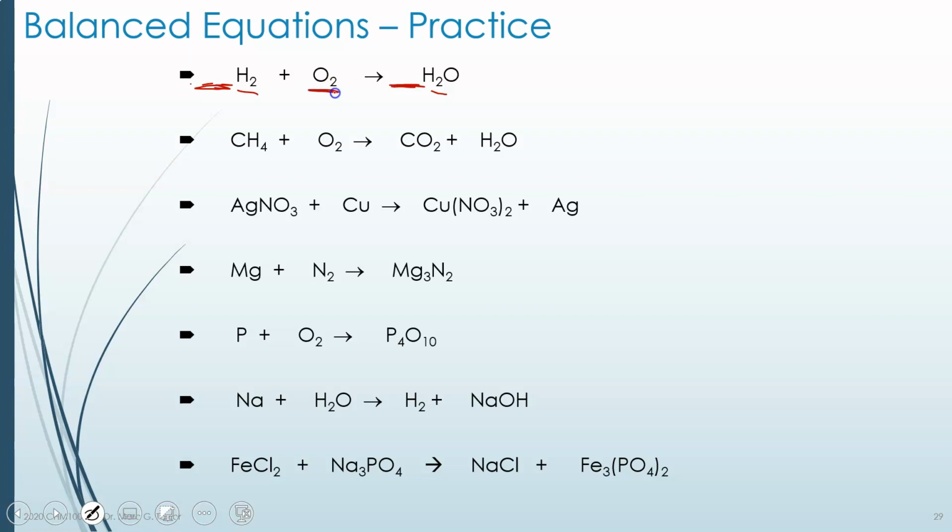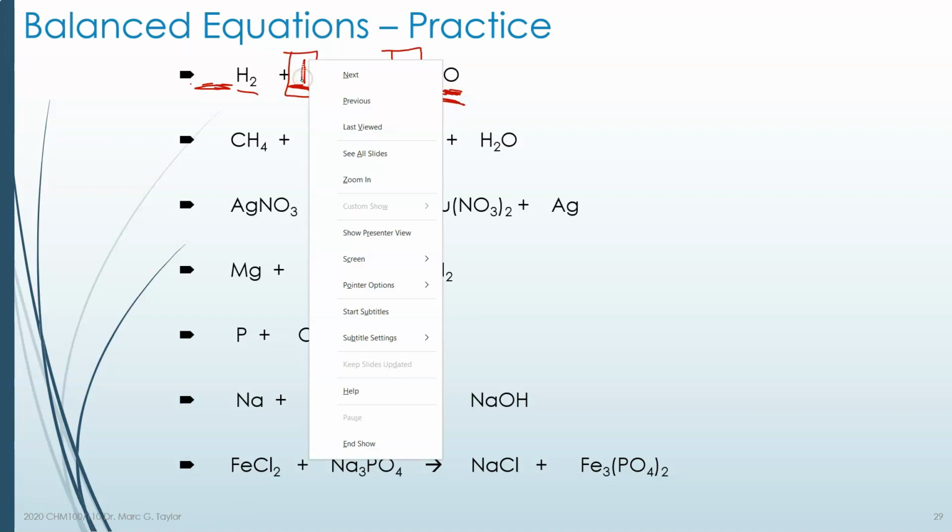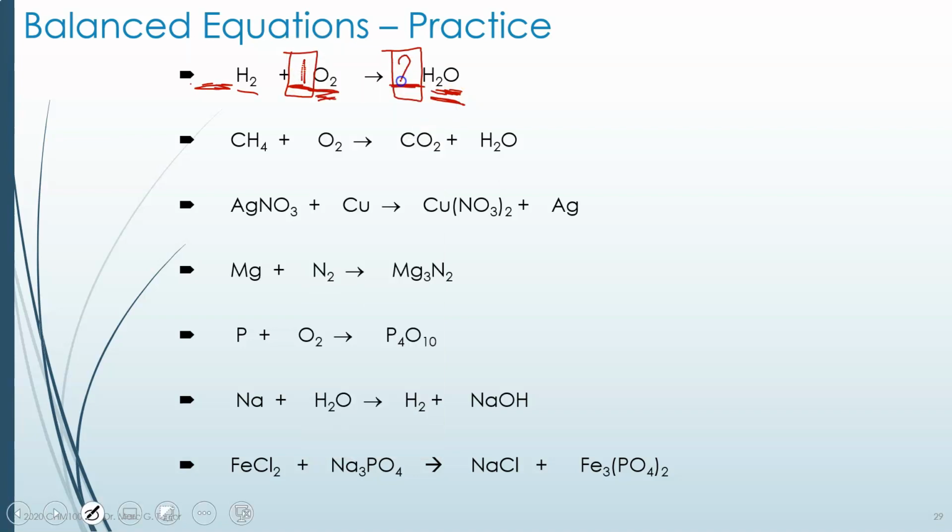But the oxygen, however, there are two O atoms here and only one O atom here. So we want to figure out the coefficient, this number here for the oxygen, relative to the water. This has two O's in it. This has one O in it. So that means for every one of these, I need two of these. So now we know the ratio of oxygen gas to water is 1 to 2. That's fixed. It might end up being 2 to 4 or 3 to 6, but the ratio is still 1 to 2. That ratio is fixed.